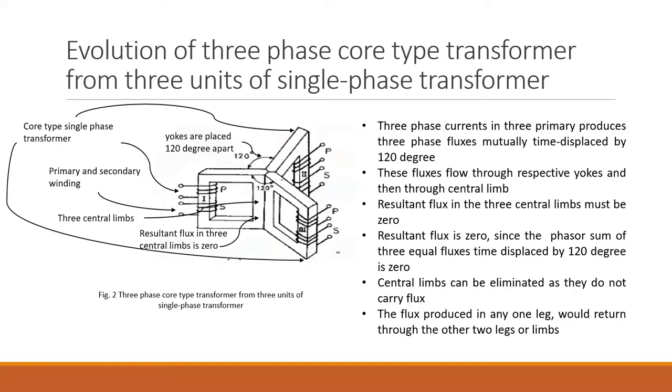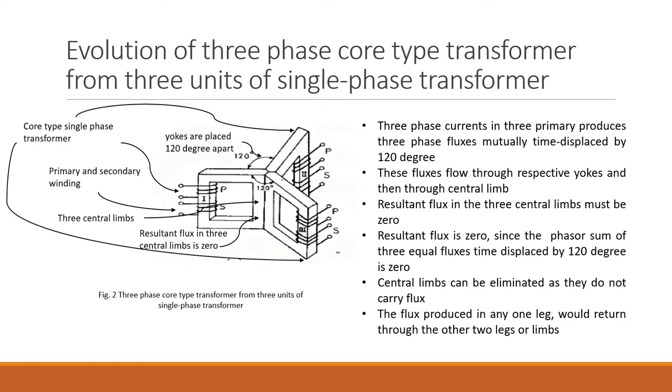When there is no flux, you can think it has basically no use in the transformer. So this central limb can be removed or eliminated, because it has no role basically. The central limb has no role. So you can remove that central limb.